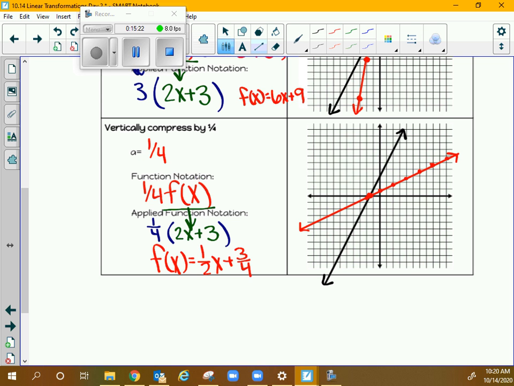Okay, let's get to horizontal because I'm going to run out of time. What time are we at? 37. Okay. We still have to do all of the horizontal.